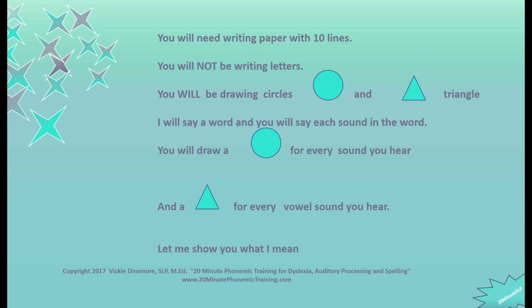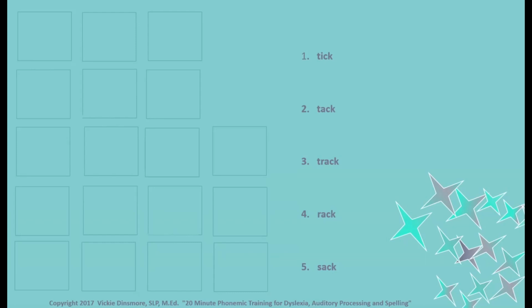I will say a word, and you will say the word to yourself, and then you will say each sound in the word. You will draw a circle for every sound you hear, and a triangle for every short vowel sound or long vowel sound that you hear. Let me show you what I mean. Now, if you've been with me for the short words with just 3 sounds, you will be familiar with what we're getting ready to do here.